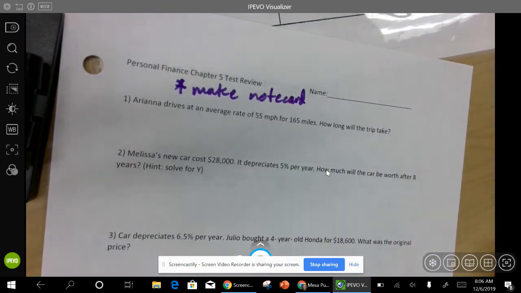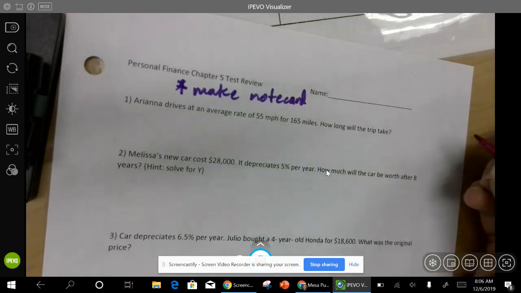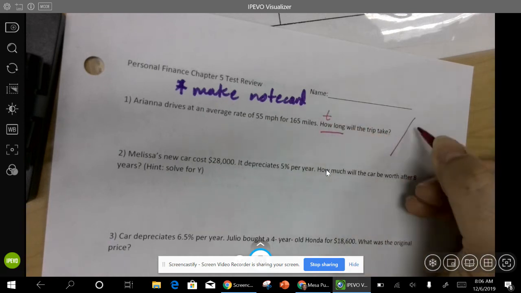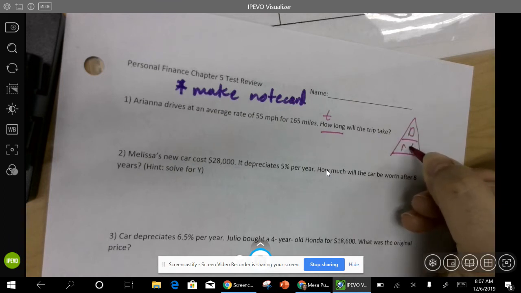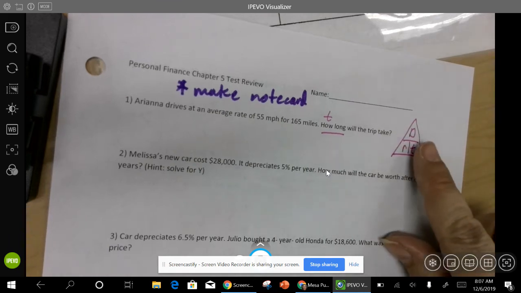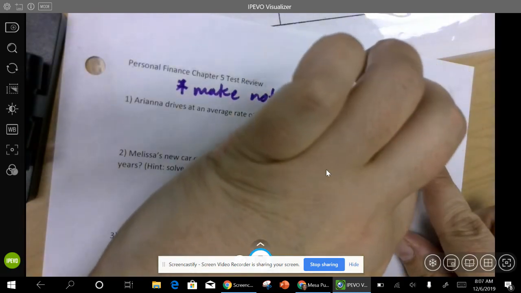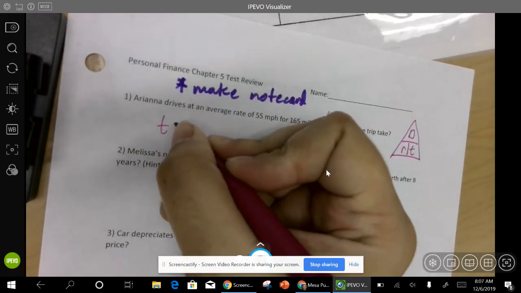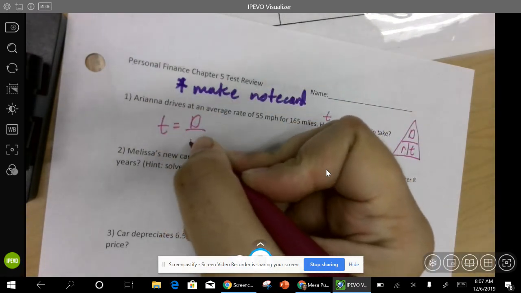Okay, so what we need to do: Adriana drives an average rate of 55 miles per hour for 165 miles. How long will it take? That means we're solving for time. We're going to use the distance formula, and since I'm solving for time, I'm going to divide the distance by the rate. So time is equal to distance divided by the rate.